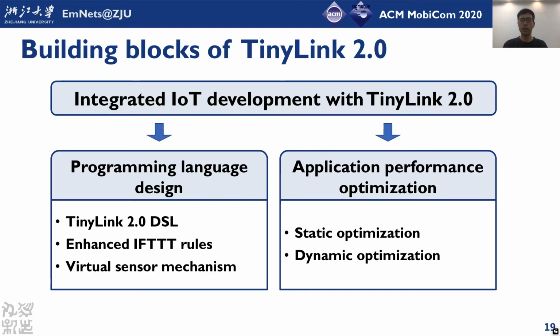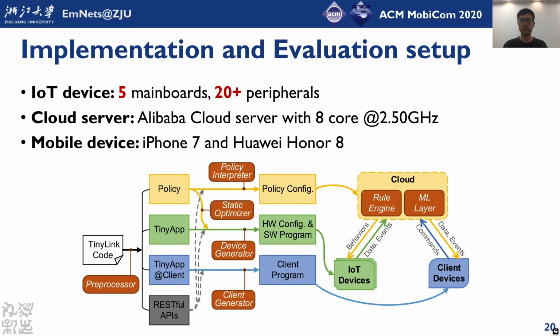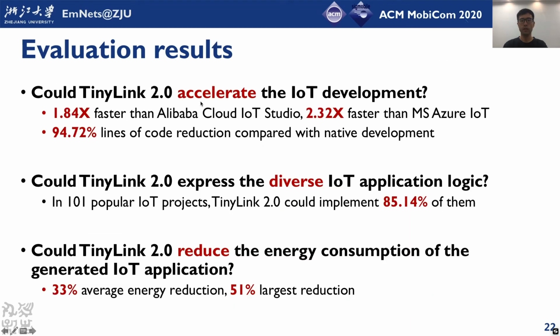Up to now, we introduced the core building blocks of TinyLink 2, both language design and performance optimization. We implement the whole process of TinyLink 2, and then we conduct detailed experiments with this setting. In the evaluation, we focus on answering these three questions: the acceleration, expressiveness, and energy consumption reduction. The evaluation results are listed in this slide.